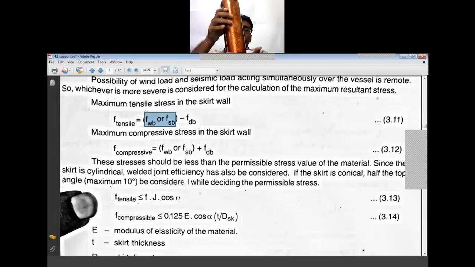Now, what is the wind load? This is the application of the wind load. As a result, on this side it is compressive in nature, and on the other side it is tensile in nature. So where it is compressive, it becomes the addition. Now, the weight of the vessel and the weight of the contents act in a downward direction, and this wind load is going to try to uplift and overturn it. So they are in the opposite direction when you are taking the tensile side.